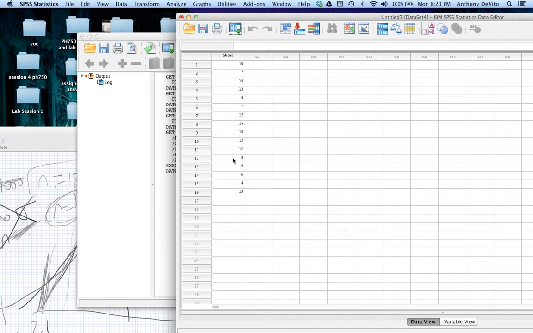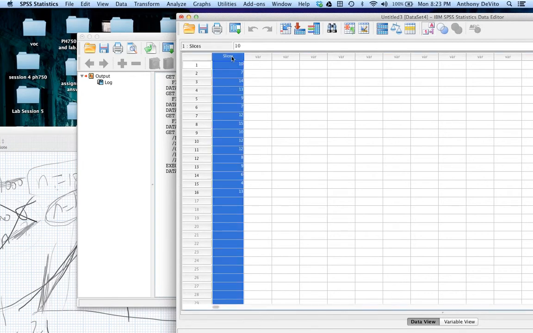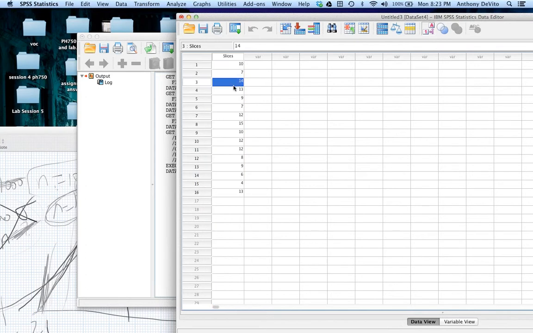So here you see it. It's imported all of these different numbers, and it put slices at the top, which is what I had at the top. They used 10 slices, 14, 7, and so on and so forth.